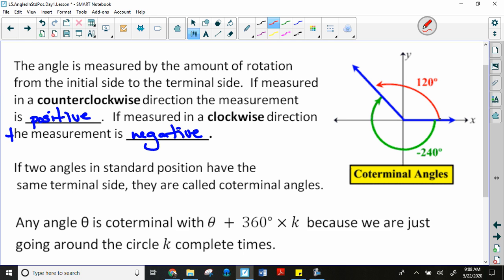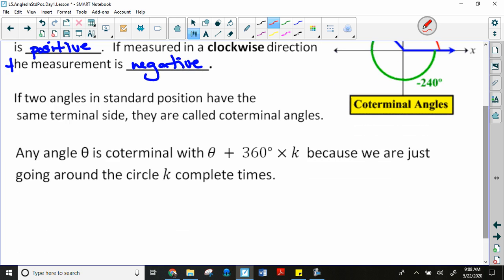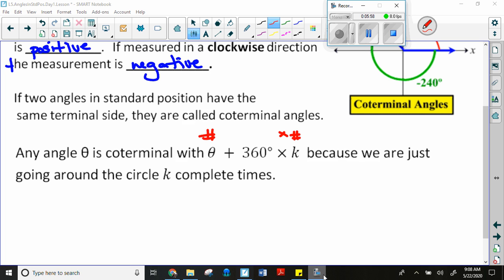So in standard position, here's my angle of 120. Here's another angle of negative 240. These are coterminal angles because if we were to find the difference between these numbers, it is 360 degrees. Any angle is coterminal with theta, so you would put in this number plus 360 times another number that goes in there, and that's how many times you're rotating. We're going to go through questions to talk about this.